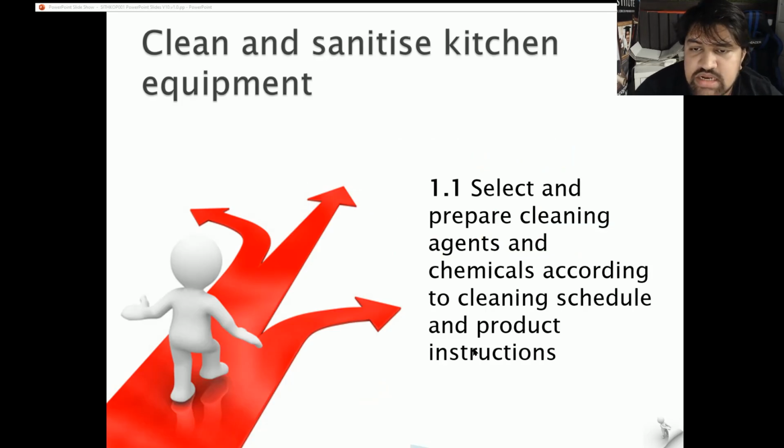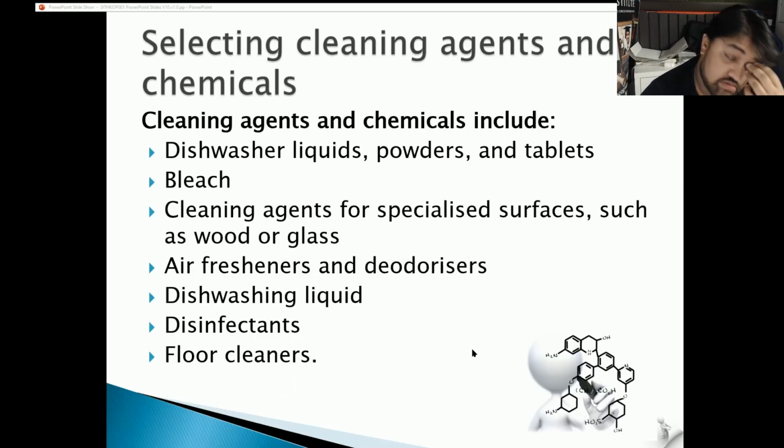So, clean and sanitize kitchen equipment. 1.1. Select and prepare cleaning agents and chemicals according to cleaning schedule and product instructions. So, selecting cleaning agents and chemicals. Cleaning agents and chemicals include dishwasher liquid, powders, tablets, bleach, cleaning agents for specialized surfaces such as wood or glass, air fresheners, deodorizers, dishwashing liquid, disinfectants, floor cleaners.